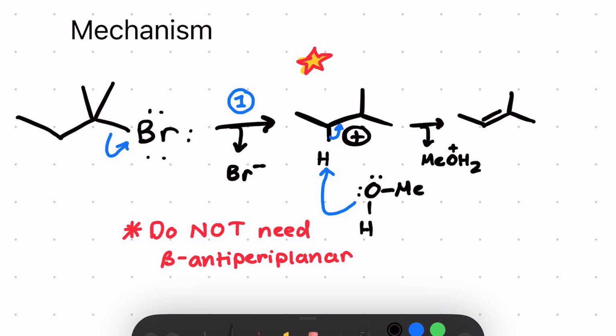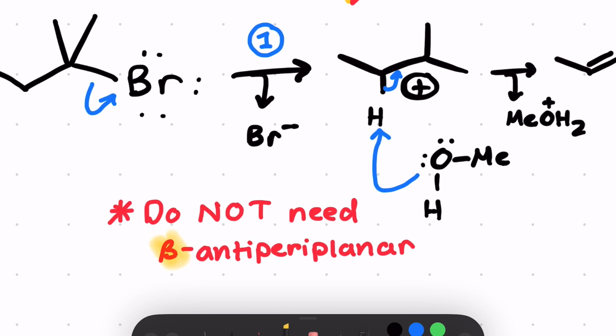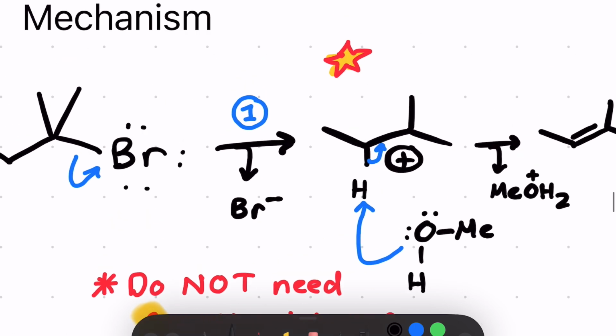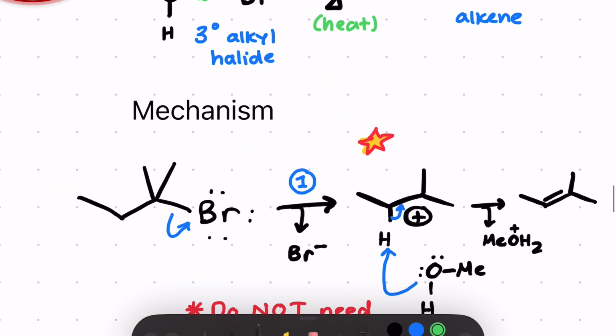This is a stepwise mechanism. It's not concerted. I don't have to think about the stereochemistry of the bromine and the beta hydrogen too much. I just gotta eliminate a beta proton. The beta is like the key thing. Actually, I'll label that up here as well.